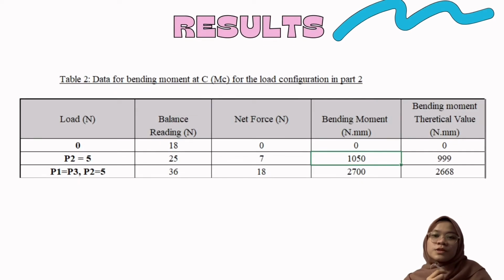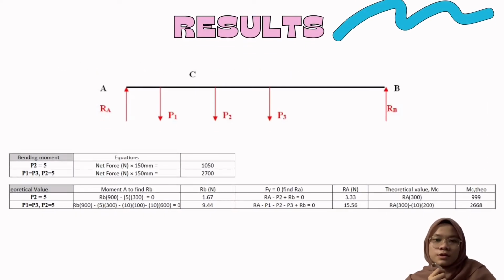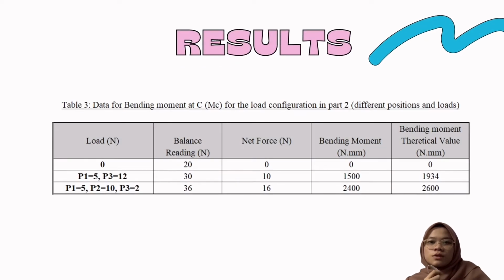Next, for table 2, this is the result that we obtained from calculation. Next is the calculation to obtain bending moment and theoretical value of moment at C, where we get the bending moment of P2 is 1050 Newton millimeter, and the theoretical obtained is 999 Newton millimeter. Also, the bending moment of the next load obtained is 2700 and the theoretical value is 2668 Newton millimeter.